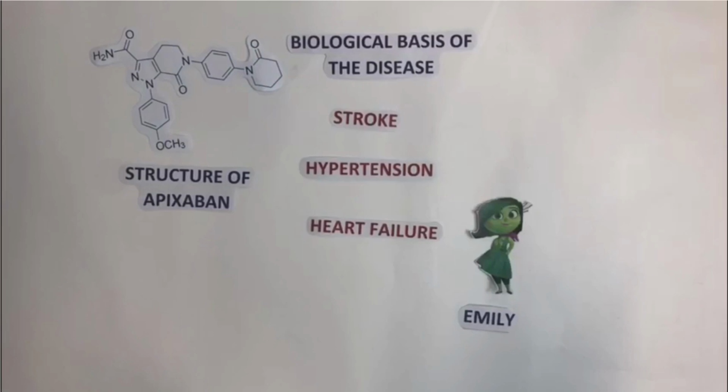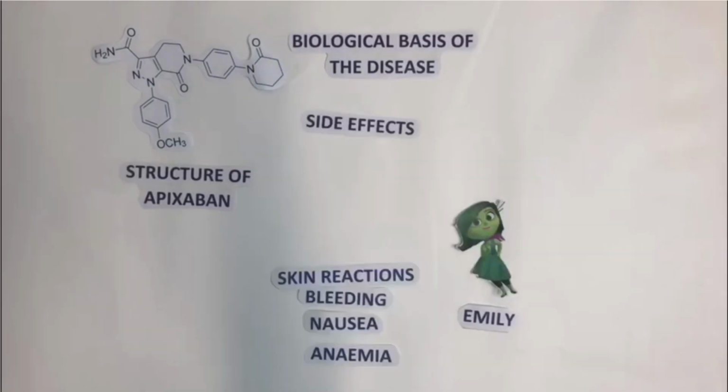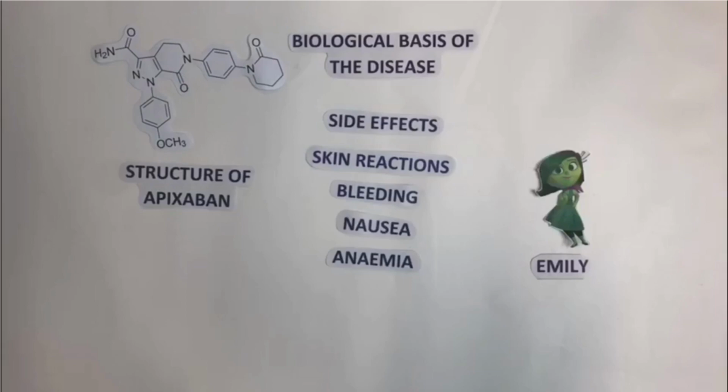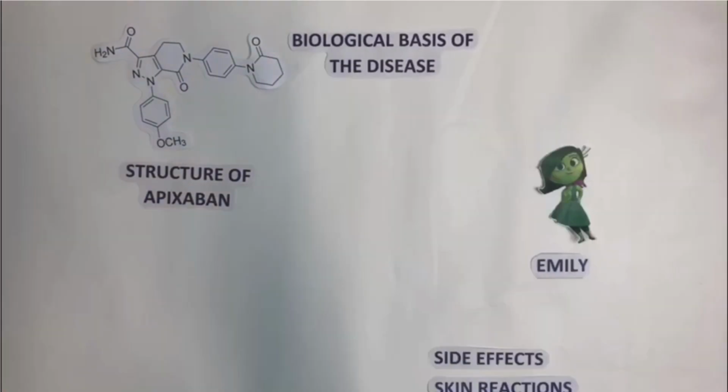Apixaban has a risk of interactions with antiplatelet drugs such as ibuprofen and CYP450 inhibitors. Patients should also be monitored for signs of bleeding or anemia. Some of the common side effects associated with Apixaban listed in the BNF include anemia, hemorrhaging, nausea, and skin reactions. Those will make more sense when we discuss the structure-activity relationship, which we will go into later.